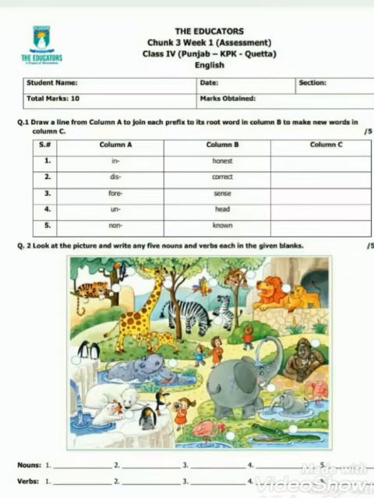Come to question number 2. Look at the picture and write any 5 nouns and verbs each in the given blanks. Noun means name of person, place, thing or animal. Verb means action. So look at the picture. Here you can see person, place, thing and animals. Write 5 nouns and verbs each in the given blanks.